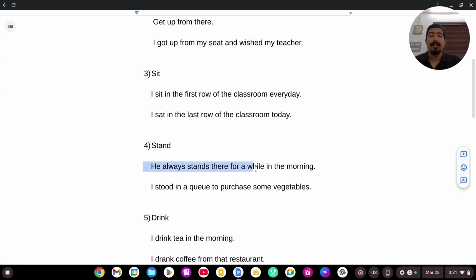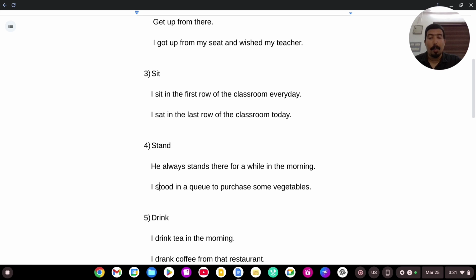He always stands there for a while in the morning. My neighbor has a garden. There are some beautiful flowers in the garden and he waters the plants every day, and early in the morning he just looks at the flowers. He just gazes at the flowers and he stands there for a while in the morning in front of the garden. Okay, that is something that he does every day on a regular basis, that is a habit, stand.